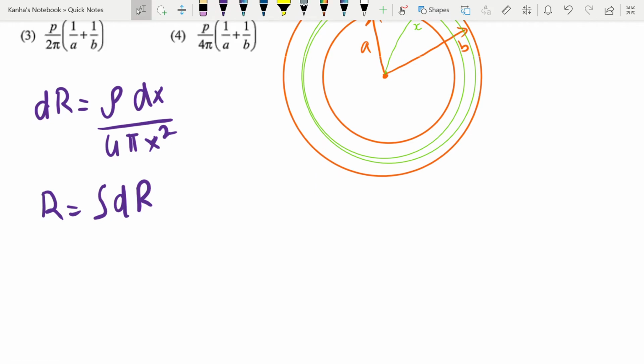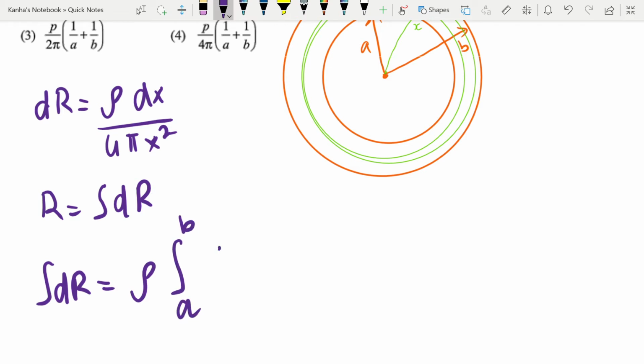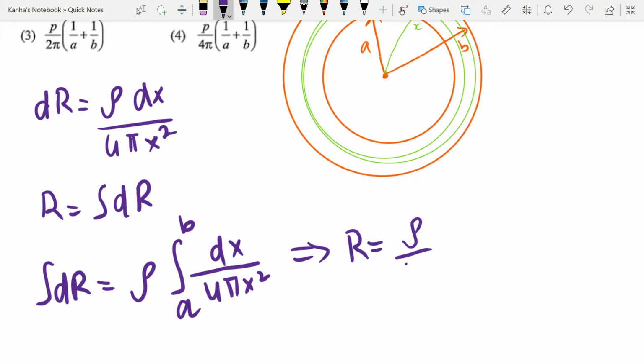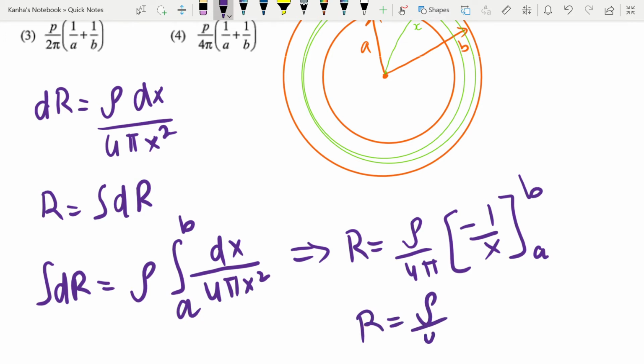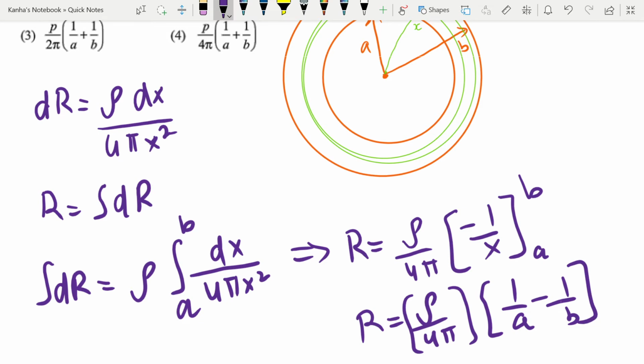volume. Okay, so the integral of dR is nothing but rho into the integral from a to b of dx divided by 4 pi x square. You can easily find this integral out, which gives me resistance is nothing but rho by 4 pi into minus 1 by x from A to B, or resistance is equal to rho by 4 pi into 1 by A minus 1 by B.